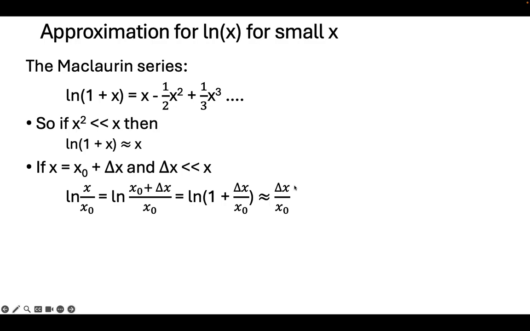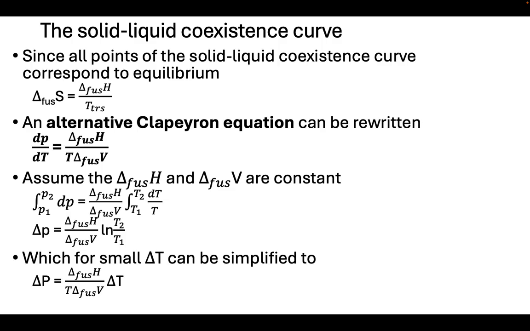Where delta x was the change. So we're going to use this approximation in this next calculation. On this slide, we're going to focus on the solid-liquid coexistence curve, just the boundary between the solid and the liquid. Since you're at the boundary there, this is the melting point or fusion point. The entropy change of fusion there is the enthalpy divided by the temperature at that boundary.